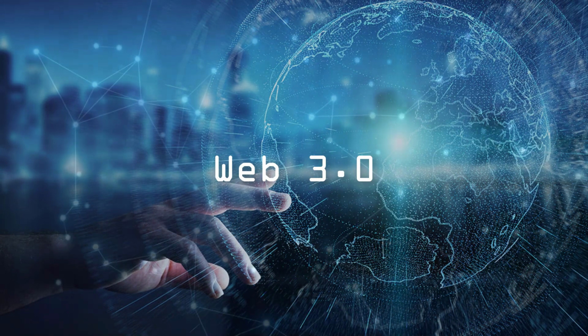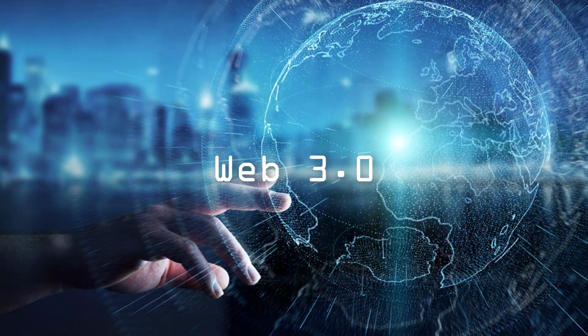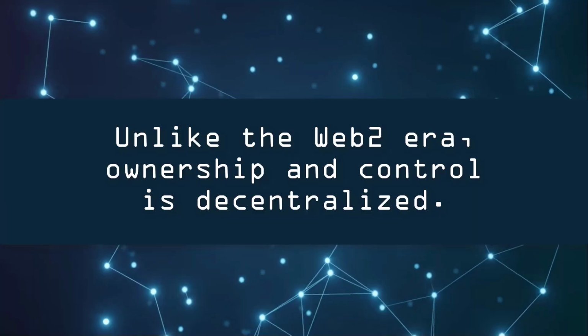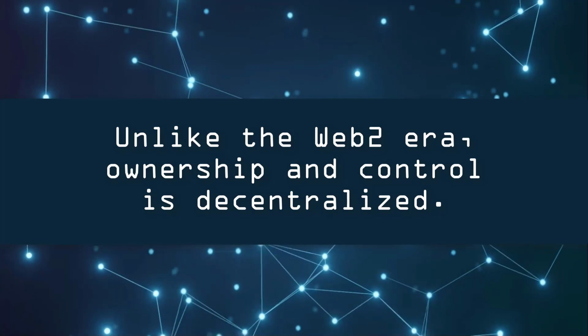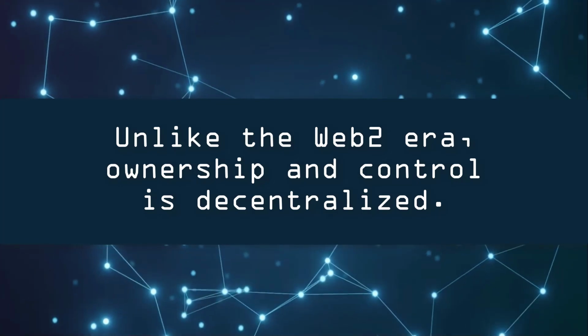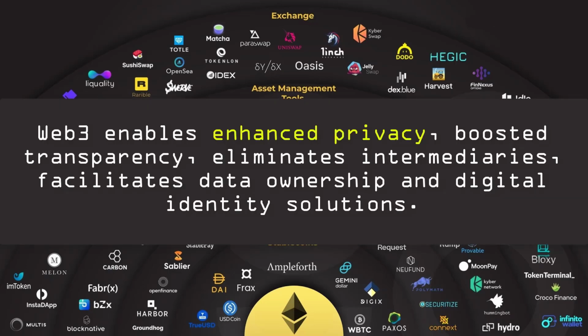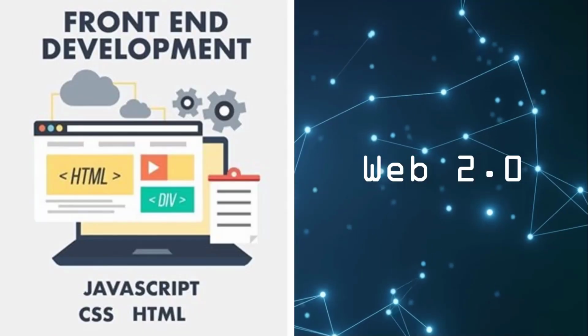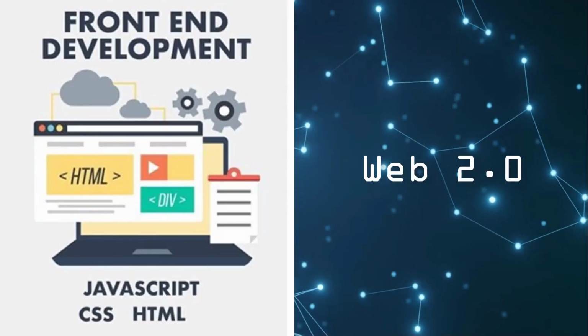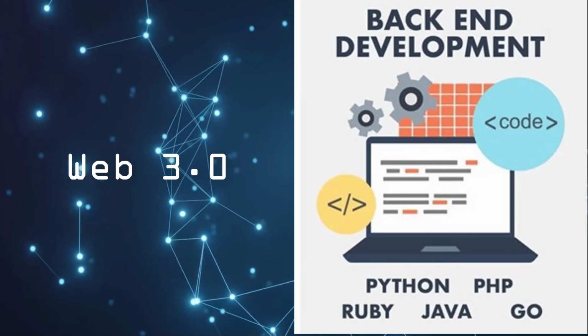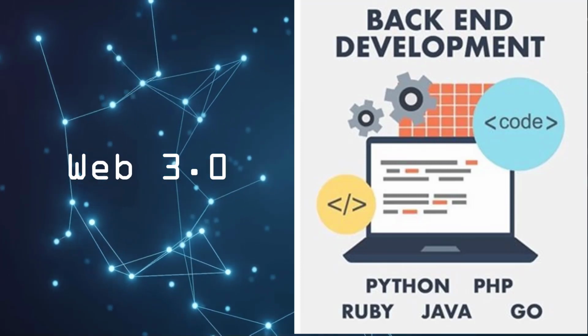Web 3.0 is generally regarded as the future of the Internet. Unlike the Web 2 era, ownership and control is decentralized, conceived by the Ethereum ecosystem. Web 3 enables enhanced privacy, boosted transparency, eliminates intermediaries, and facilitates data ownership and digital identity solutions. Similar to how Web 2 improved front-end functionality, Web 3 is focused on revolutionizing back-end functionality.